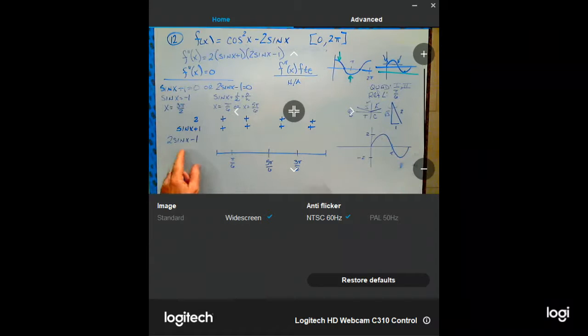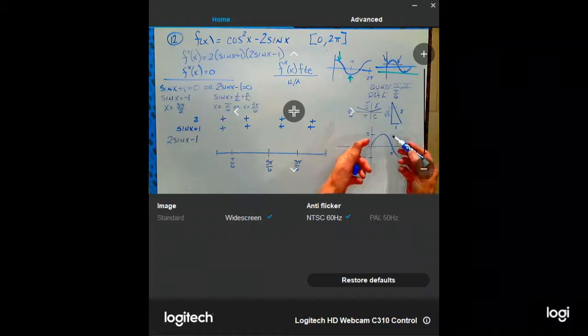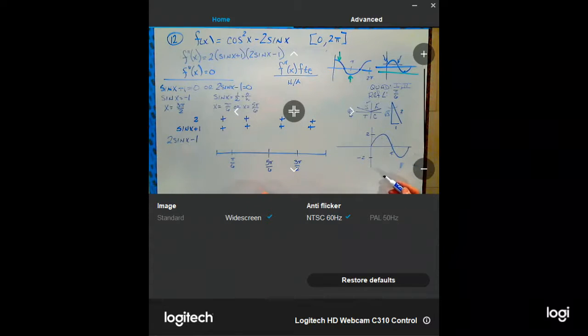And now what happens if we put a minus 1? It shifts this graph down 1, doesn't it? So if that graph shifts down 1, then the new x-axis is going to be right here. That's where it's going to be. Now, we already know when that equals 0. We found these points. We know this point right here is pi over 6, and we know this point right here is 5 pi over 6.